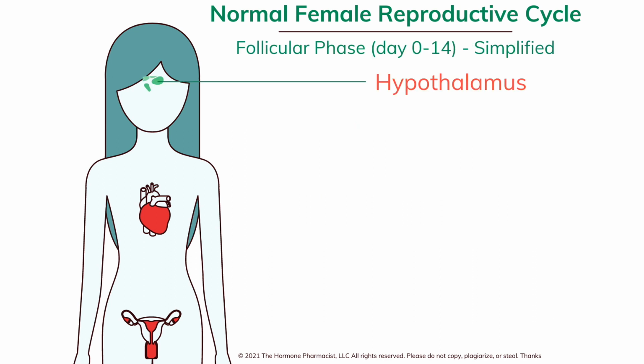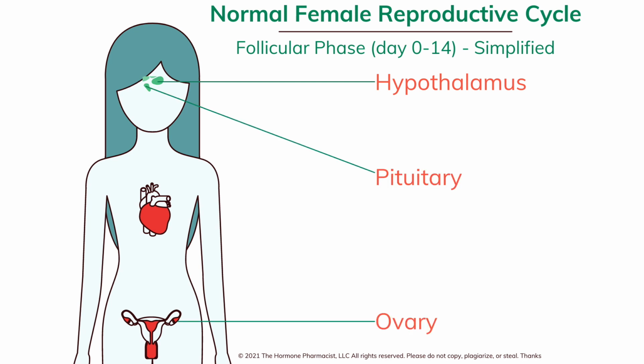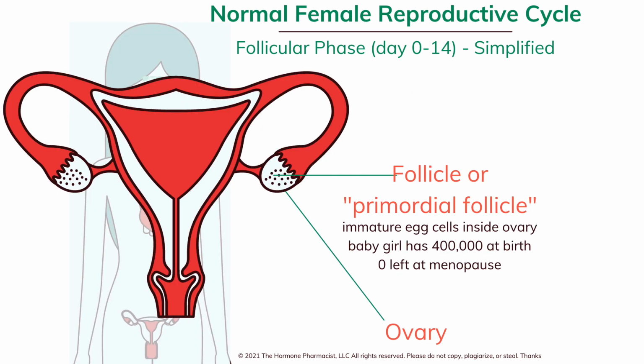The hypothalamus is involved with female reproduction, along with the pituitary and the ovaries. The ovaries contain something called a follicle, or also called a primordial follicle. That's an immature egg cell that's inside every ovary. A baby girl has about 400,000 of these follicles at birth, and over the course of your lifetime, you use those follicles up until at menopause, you basically have none left.